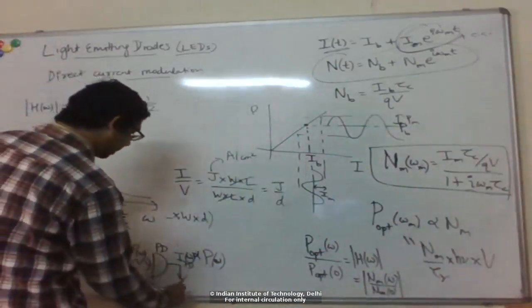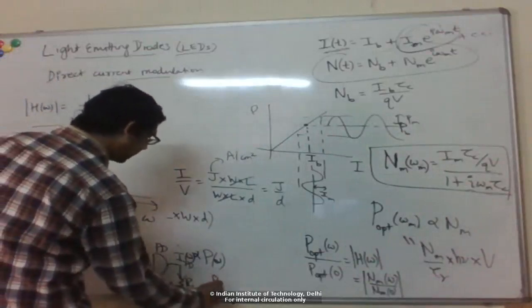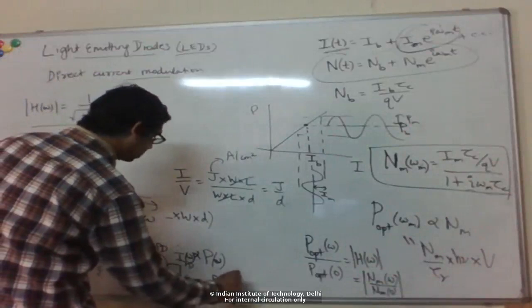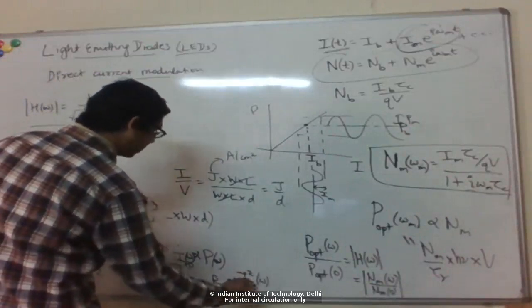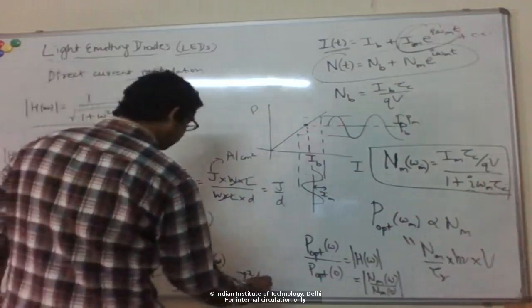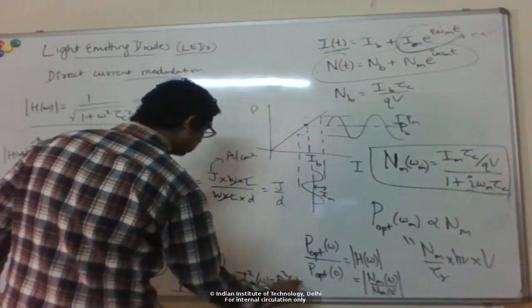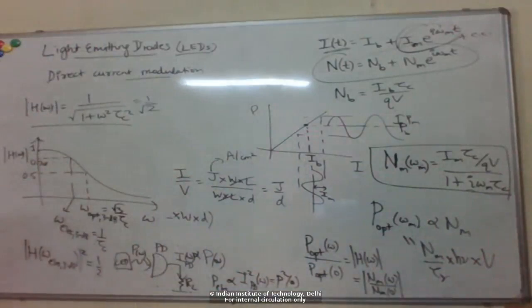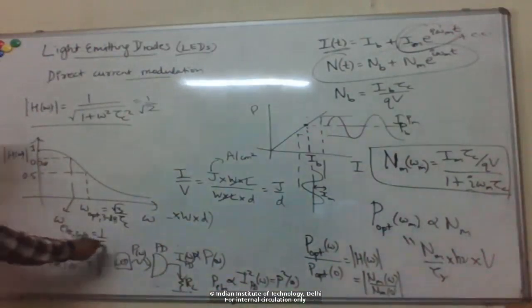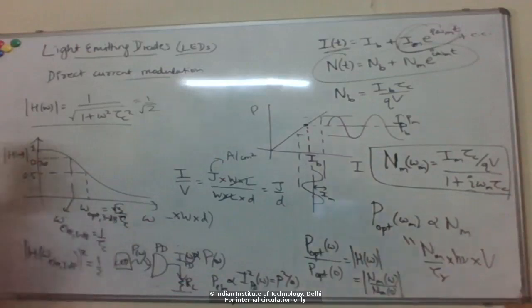And then the electrical power, if I measure with some load resistance, would be proportional to I squared R. So I_PD squared will be proportional to P squared of omega, or mod of H squared. That's why it's known as the electrical 3 dB frequency. So it's just different constants here, but it's inversely proportional to the carrier lifetime, which is the important thing.